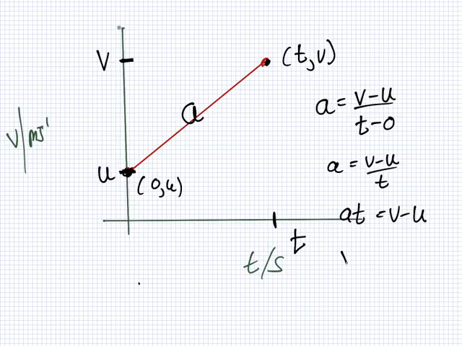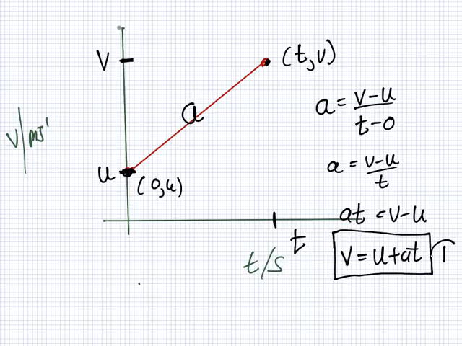So we get AT equals V minus U. So now we have our next equation. V equals U plus AT. And if you're thinking, hey, I've seen that before, you're probably right. This we'll call equation 1, our second equation. U plus AT.